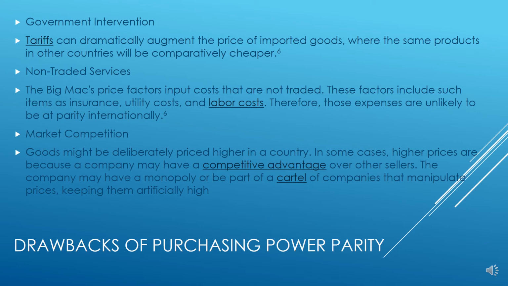Then there is market competition. Goods might be deliberately priced higher in a country. So, in some cases, higher prices are because a company may have a competitive advantage over other sellers. The company may have a monopoly, or be part of a cartel of companies that manipulate prices, keeping them artificially high.